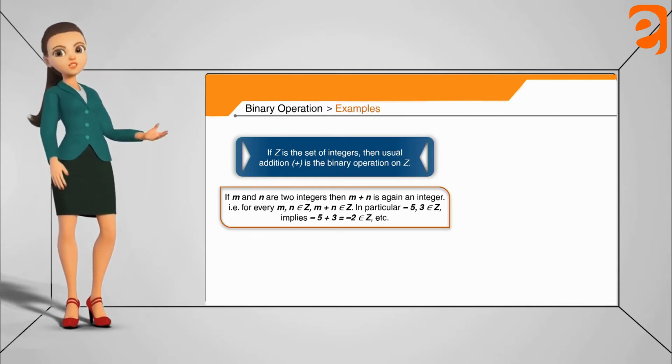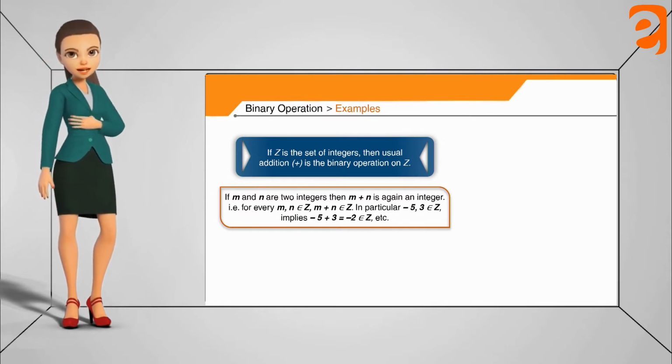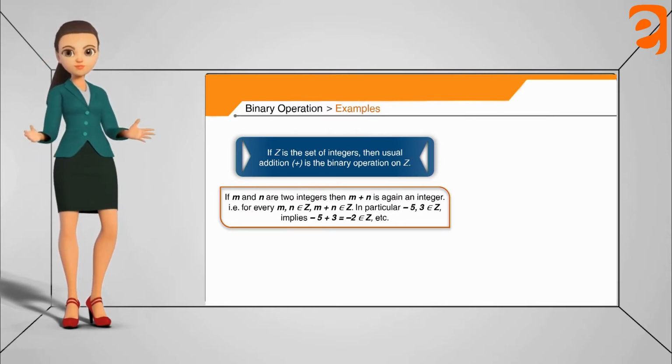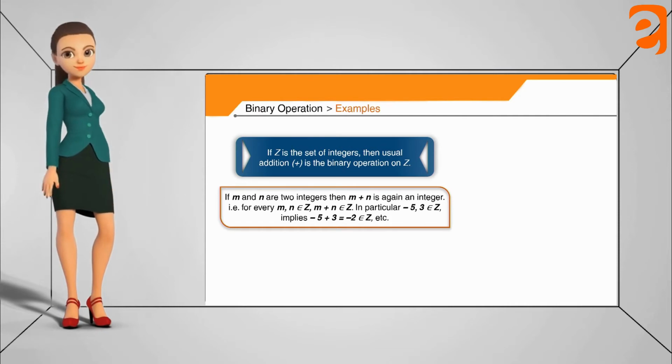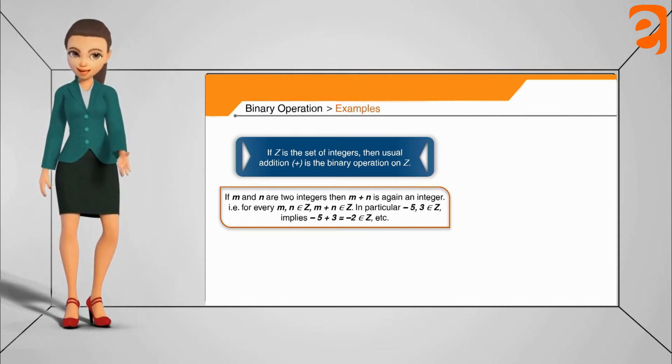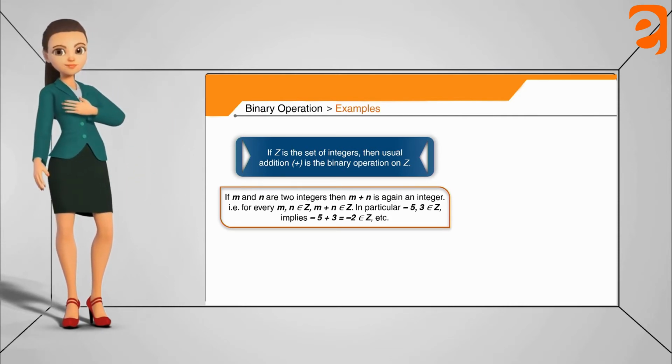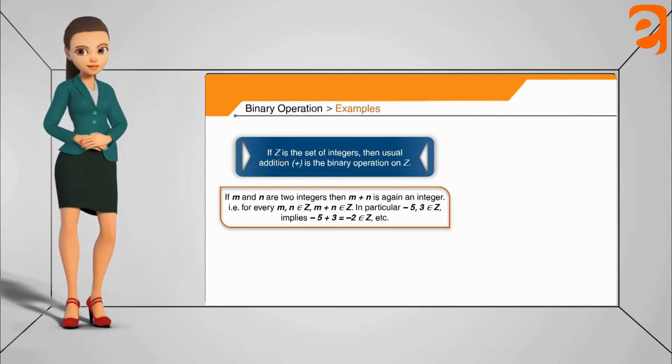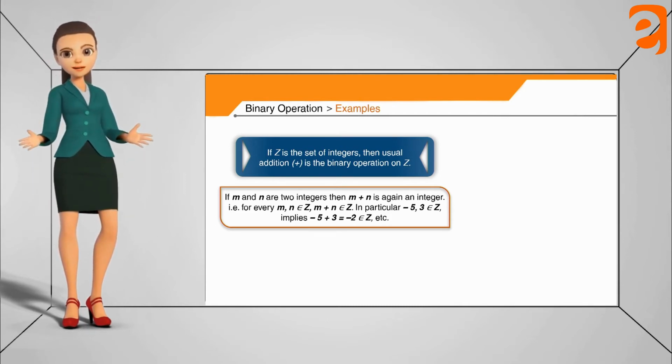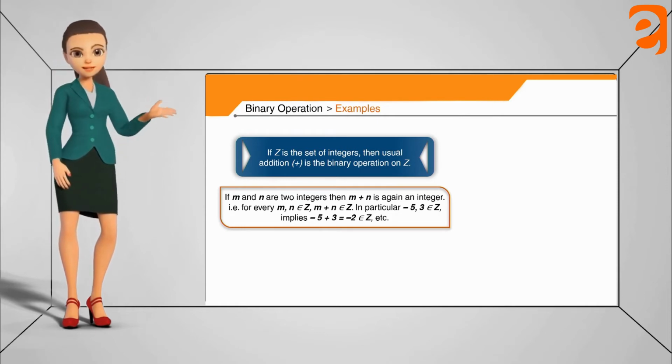Let us move to a particular example. Let us take minus 5 and 3. Minus 5 is an integer, 3 is an integer. If we add these two integers, the result is minus 2, and minus 2 is again an integer. So this shows that addition is a binary operation on the set of integers.